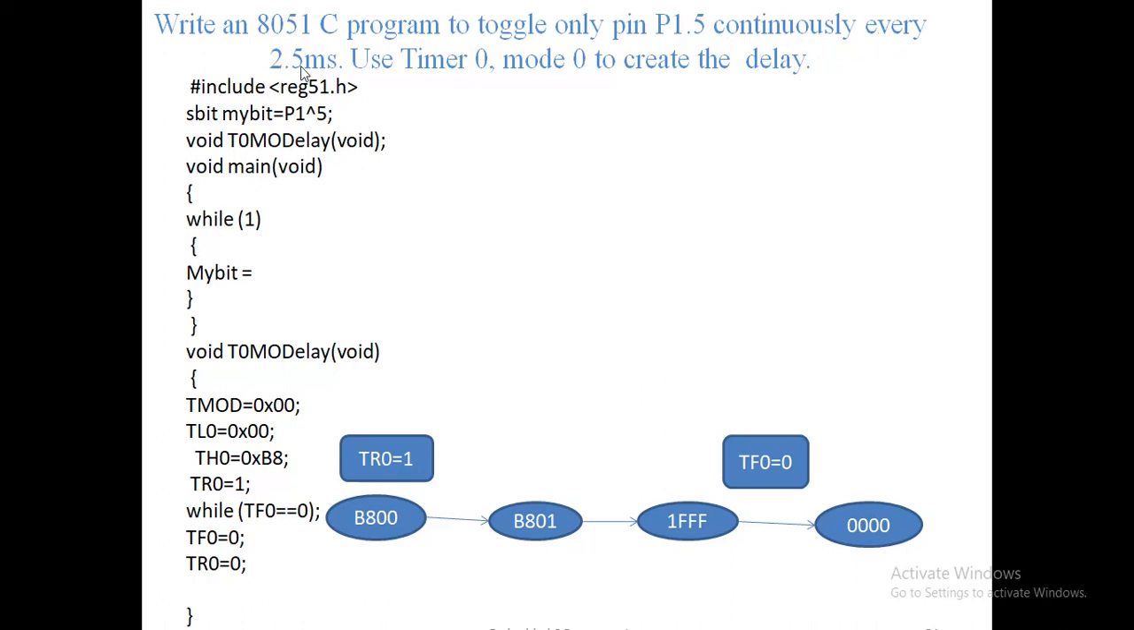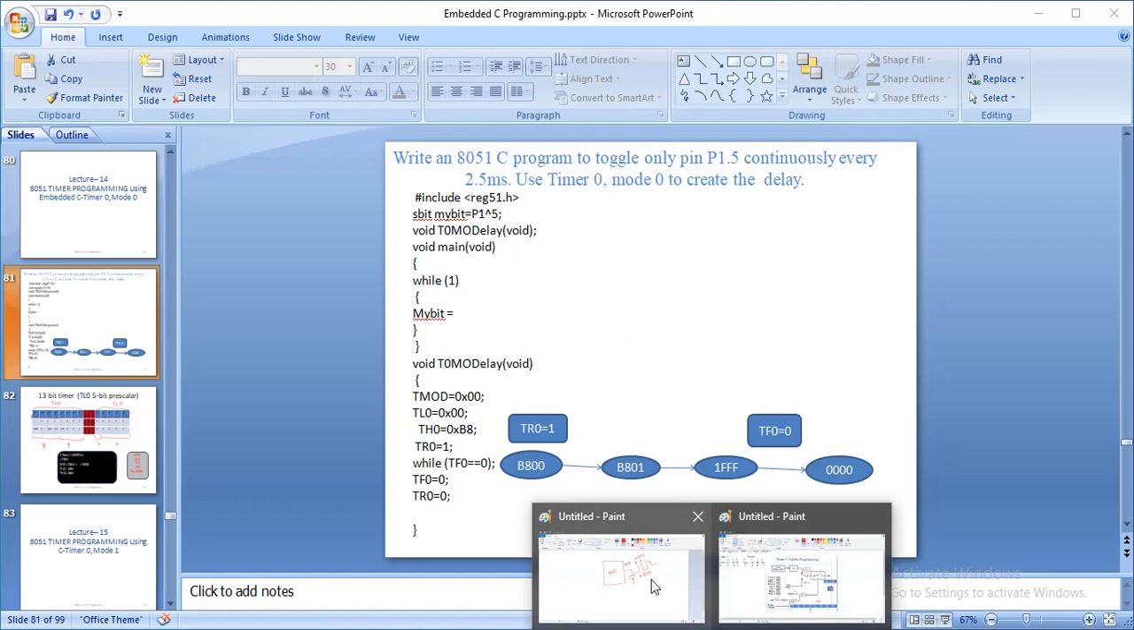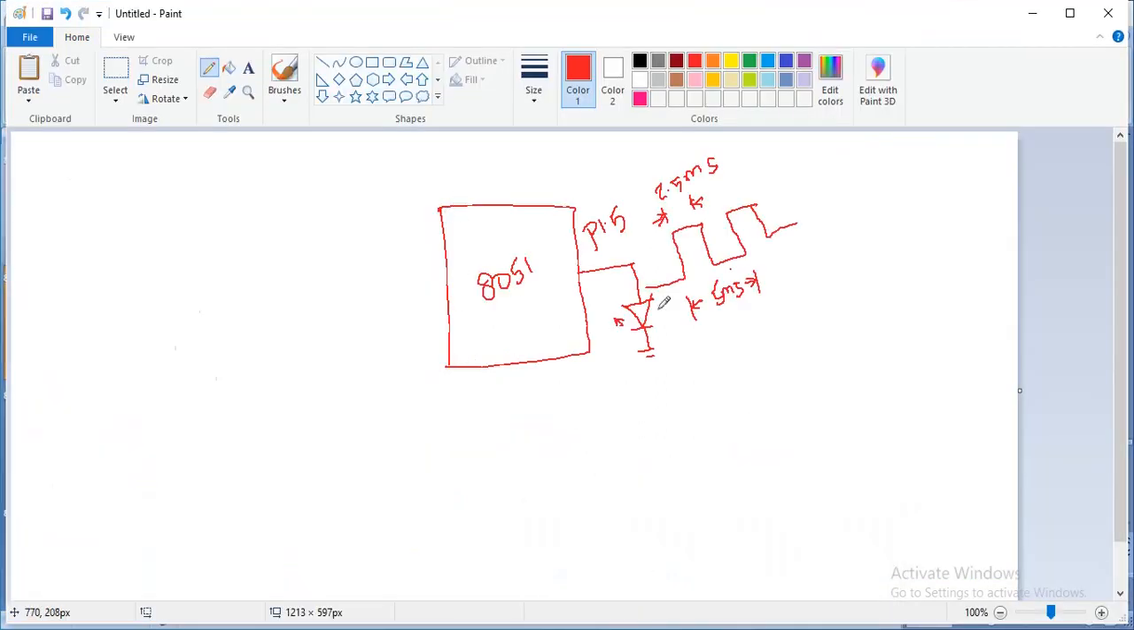Every 2.5 millisecond, my LED is going to be on. The next 2.5 millisecond off, the next 2.5 millisecond on, off, and so on. So just come over here, you can understand clearly. The 8051 consists of four ports. 4 into 8, it is totally 32 pins. In pin P1.5, I connected one LED.